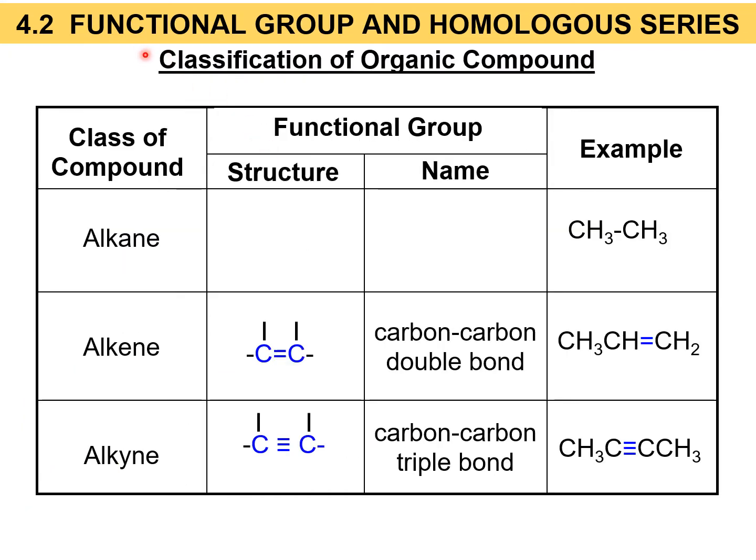Okay, so now let's learn about the class of organic compound. Okay, let's start with alkene dengan alkyne. Actually, alkene dengan alkyne ni dia bukanlah kepada functional group sangat, because basically alkene dengan alkyne ni yang membezakan mereka hanyalah mereka punya bond. Okay, bond between carbon and carbon. Macam contohnya alkane, dia ada single bond. Okay, kalau alkene double bond, alkyne triple bond.